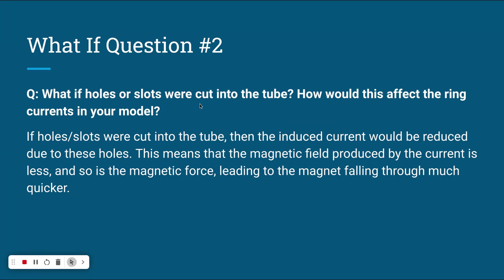Question 2. What if holes or slots were cut into the tube, and how would this affect the ring currents in your model? If holes or slots were cut into the tube, then the induced current would be reduced because of these holes, and therefore the magnetic field they're producing would be less, so the magnetic force is less, and it wouldn't oppose gravity as well, and the magnet would fall much quicker.